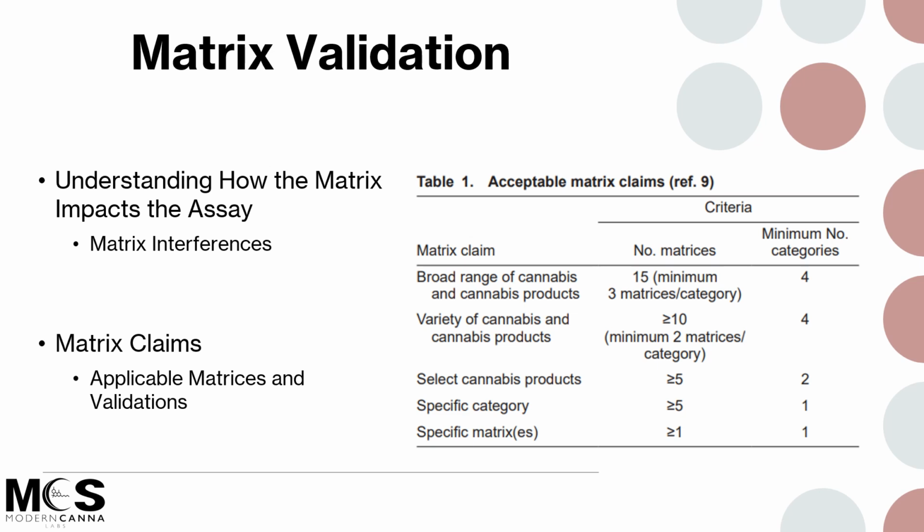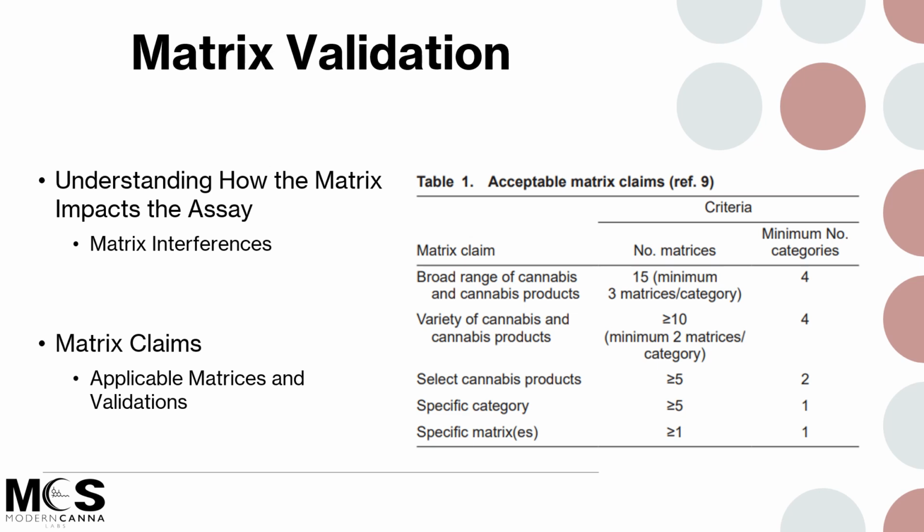And I've included a screenshot from one of the AOAC microbial SMPRs for cannabis that is going to show those guidelines. So what you can see here for that first one there, it says broad range of cannabis and cannabis products. You can see that the number of matrices is 15 with a minimum of 3 matrices per category, and the number of categories, a minimum number of 4 categories.